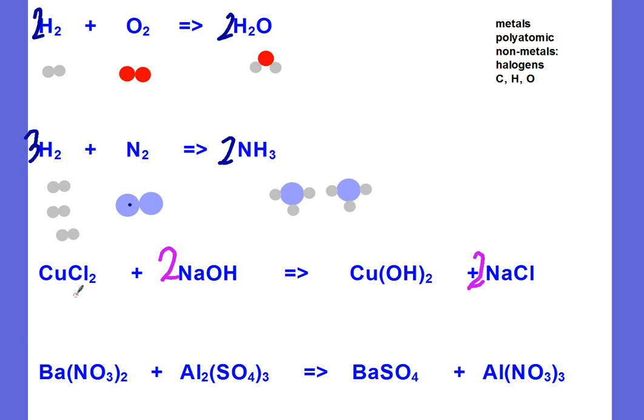I've got 2 chlorines on the left, I've got 2 units of NaCl, which means I've got 2 chlorines on the right, so everything's balanced. So that equation is balanced just by putting a 2 in front of sodium hydroxide and a 2 in front of the sodium chloride. The next one down is a bit more challenging.